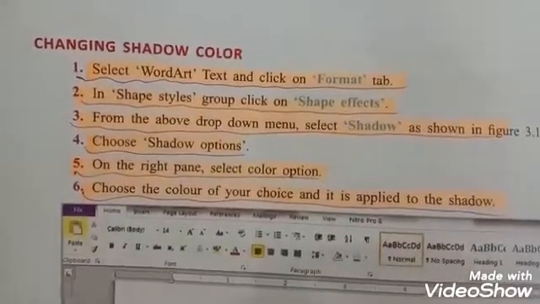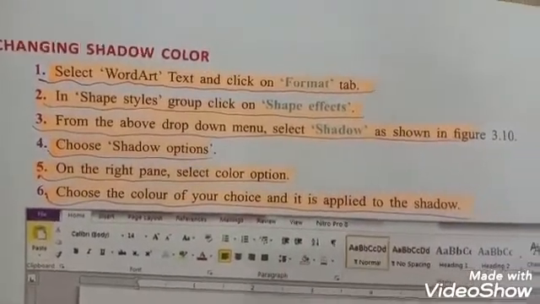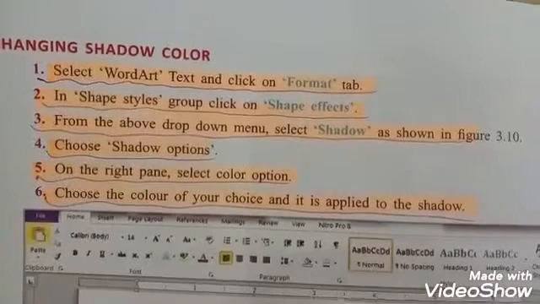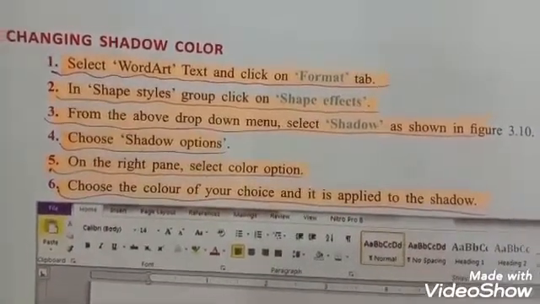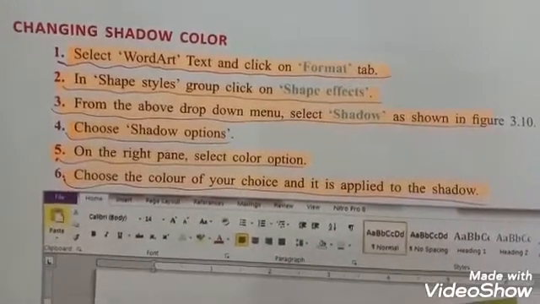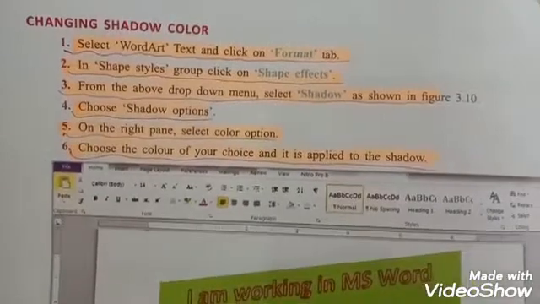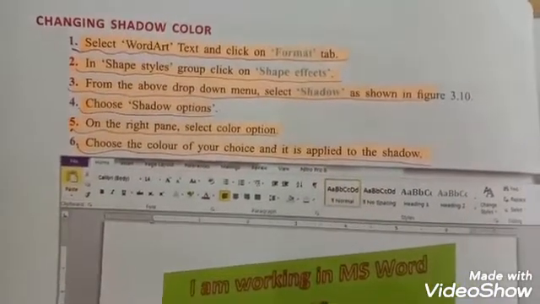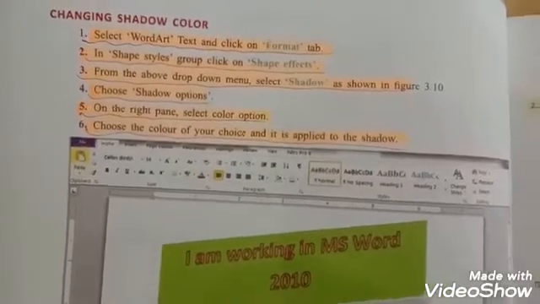To change shadow color, follow the given steps. Select word art text and click on the Format tab. In the Shape Styles group, click on Shape Effects. From the drop down menu, select Shadow. Choose the Shadow option. On the right pane, select the Color option. Choose the color of your choice and it is applied to the shadow.